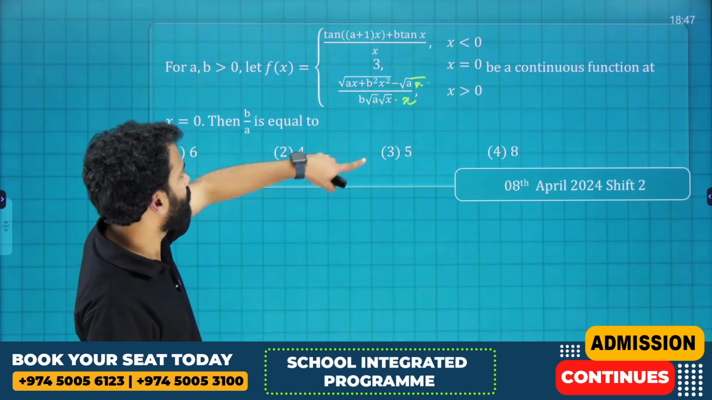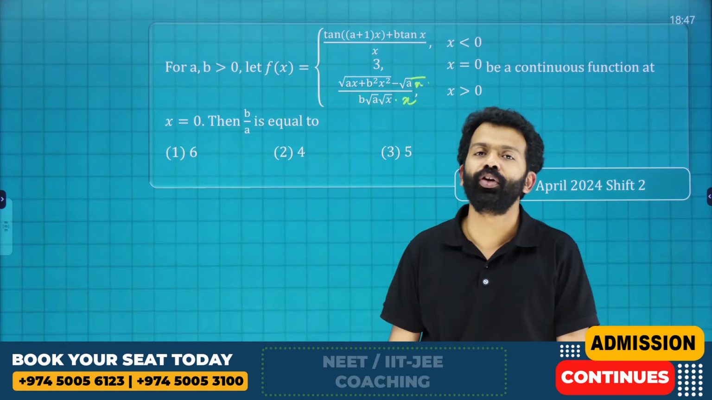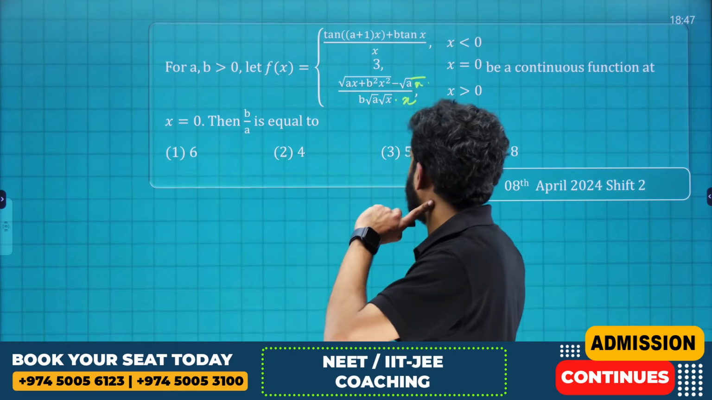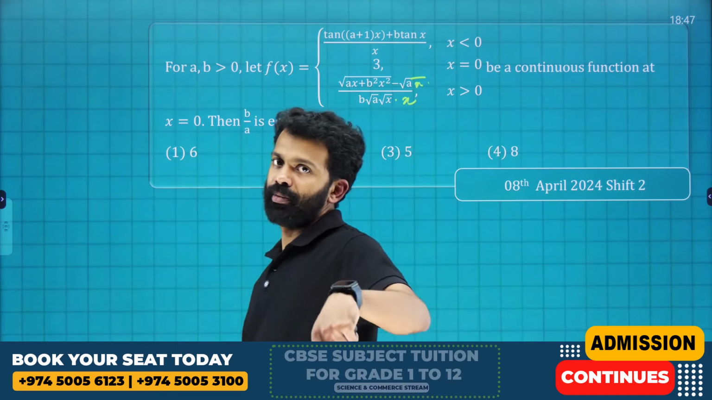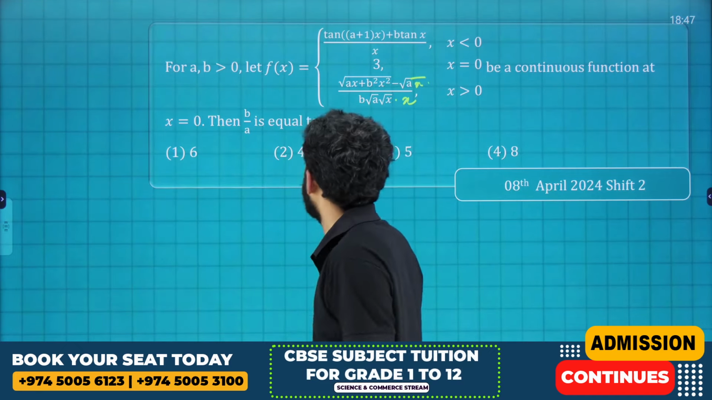It is continuous at x equal to 0, they have mentioned. Then you need to find the value of b by a. So how are you going to find it? It's easy actually. We can formulate it. The left hand limit should be equal to the right hand limit, which is equal to f of 0, that is equal to 3. So I am going to equate it directly.